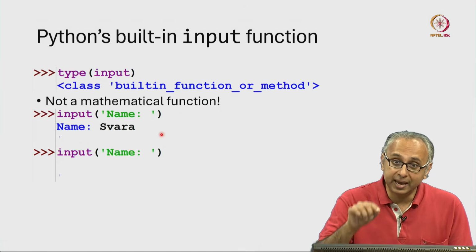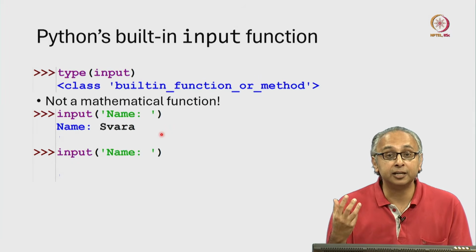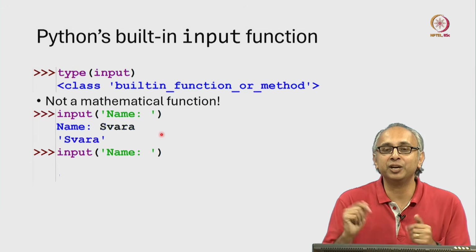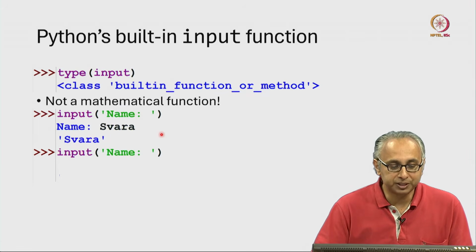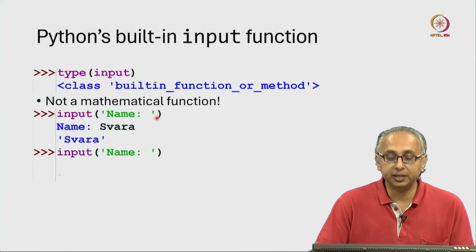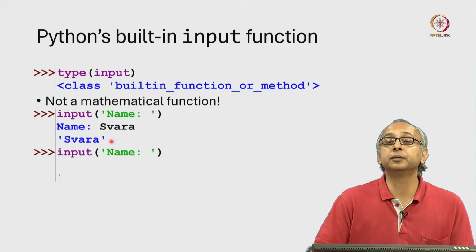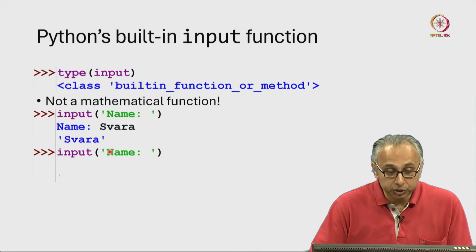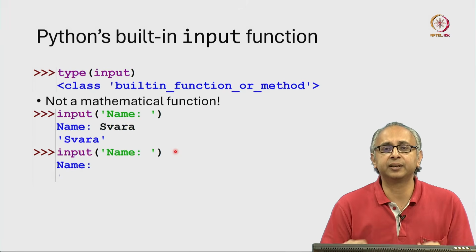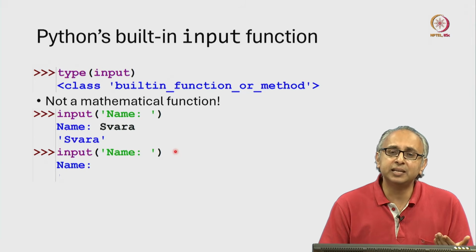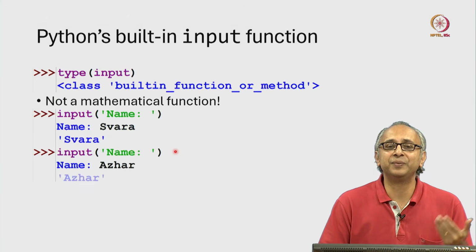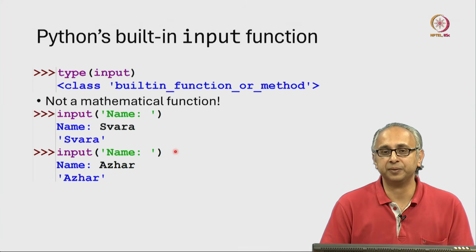Now when I press enter, the function will finally return a value. And what value will it return? Well, it will return the string that I just typed. So it returns the string Swara. So on this input, it returned the string Swara. But suppose I call the function on the same input. Once again, it prints that string back to me, and the cursor is blinking, waiting for me to type. This time, let us say I type in the name Azhar. Now when I press enter, I get a different answer.